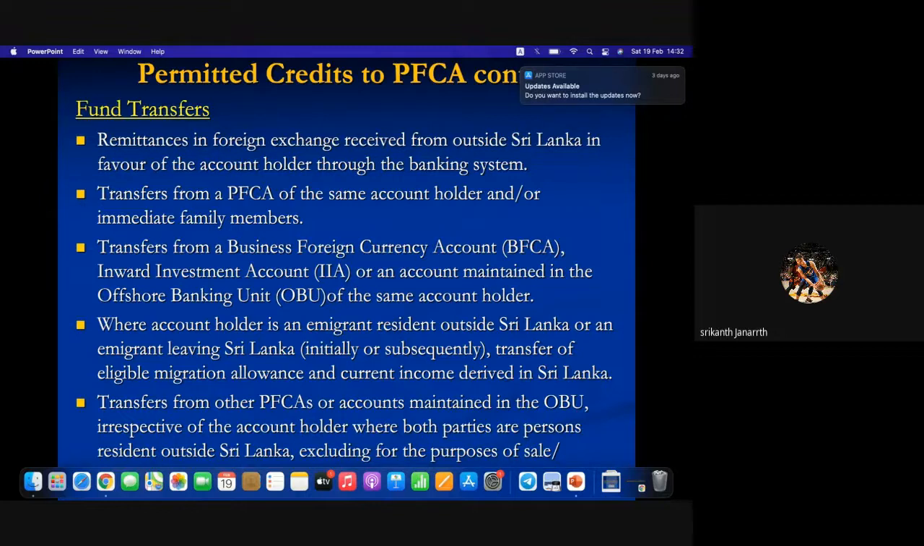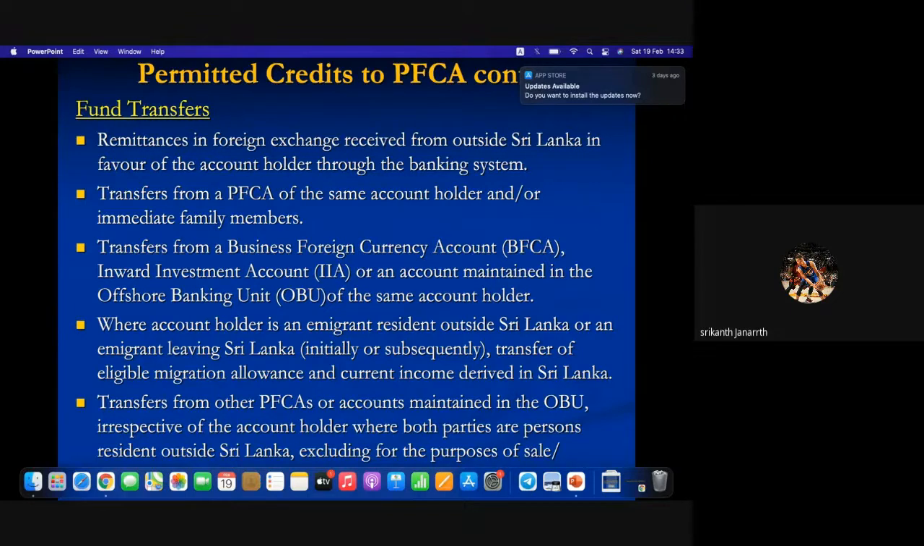You and me can't open an inward investment account, right? But a Sri Lankan working in the Middle East, or a Sri Lankan living in another country, can open an inward investment account. Let's say I was working in a company in Dubai. During that time I opened an investment account, an IIA account, to invest in Sri Lanka.